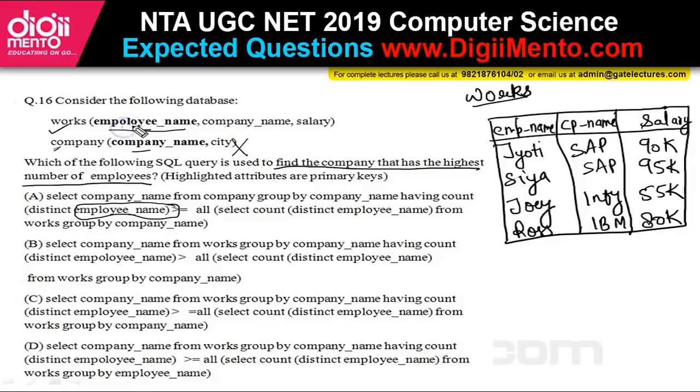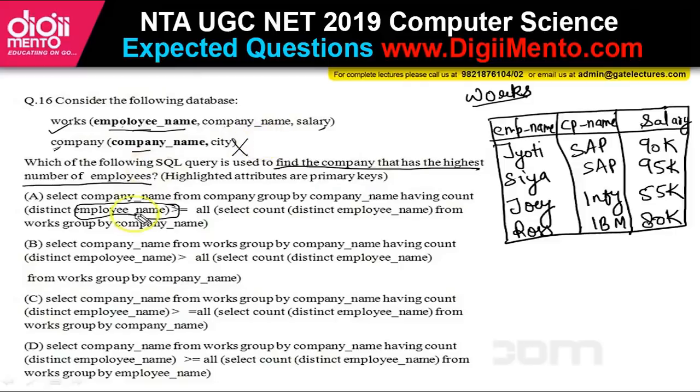I need employee names to check whether they are distinct employees, meaning not two employees are the same person working in the same company. The second one is company name, which I need to categorize in which company a particular person is working. The third one is salary, and we don't even need the salary, we just need the employee name and the company name. That's why I'm making the table only for works, not for company, because we are going to categorize by company name and use the employee name to find the company that has the highest number of employees.